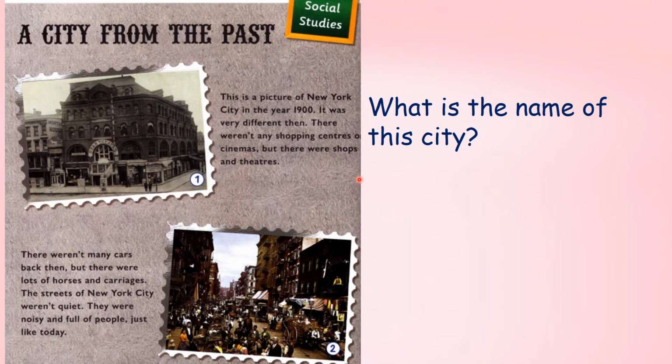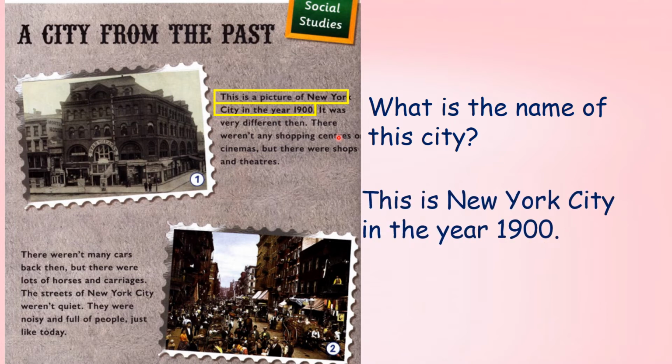Okay, the first question. What is the name of the city? Okay, can you get the answer? Yes, from the first paragraph, daripada perenggan pertama. The first line. Okay, baris yang pertama. This is a picture of New York City in the year 1900. So, your answer. This is New York City in the year 1900.